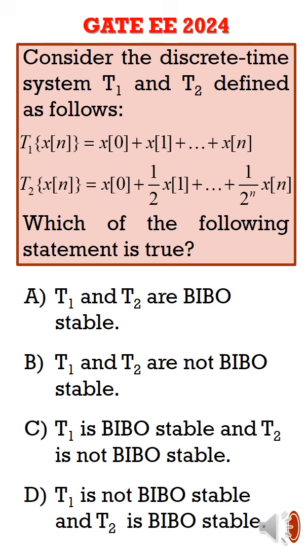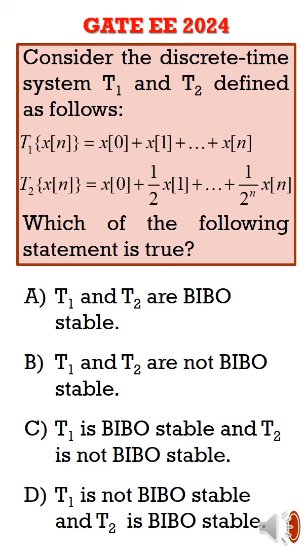Before we begin, let's quickly define BIBO stability. BIBO stands for bounded input, bounded output stability. A discrete time system is BIBO stable if, and only if, every bounded input sequence yields a bounded output sequence. A signal is bounded if its absolute value is never greater than some finite constant. In simpler terms, a stable system ensures that a controlled, finite input will not cause the output to go out of control or diverge to infinity.